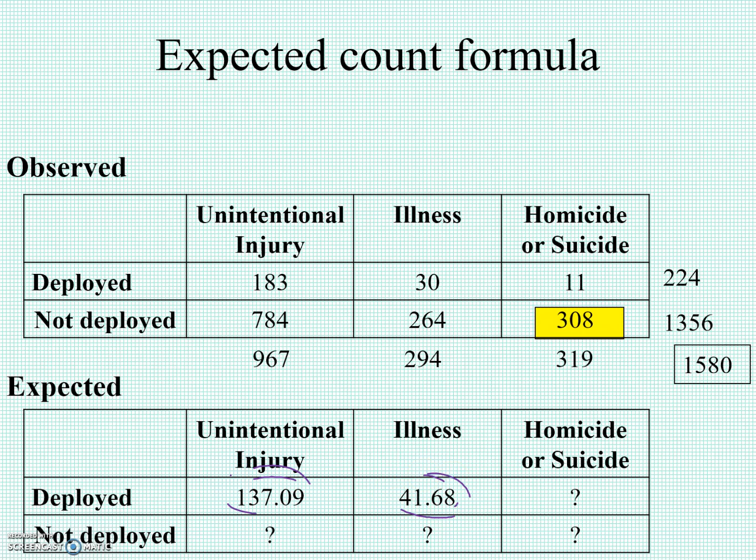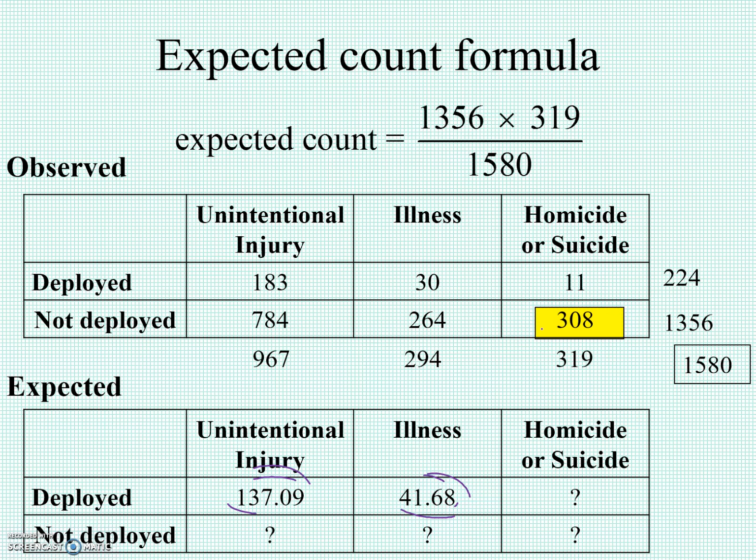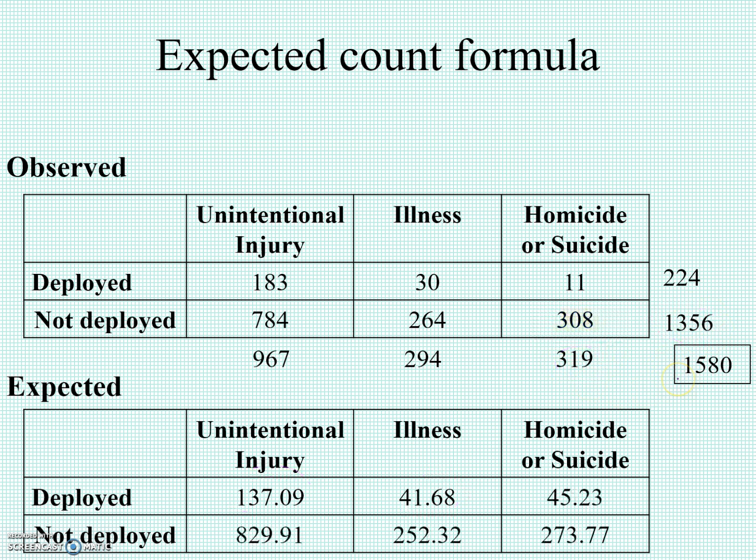And again, I'm going to repeat the process. So for this one right here, 1356 times 319 over 1580. Again, row total, column total, over total. Okay, and that gives me 273.77. I know I just jumped through and added in a whole bunch, but again, repeat the process: row total, column total, divided by total, and you'll get the same expected values.